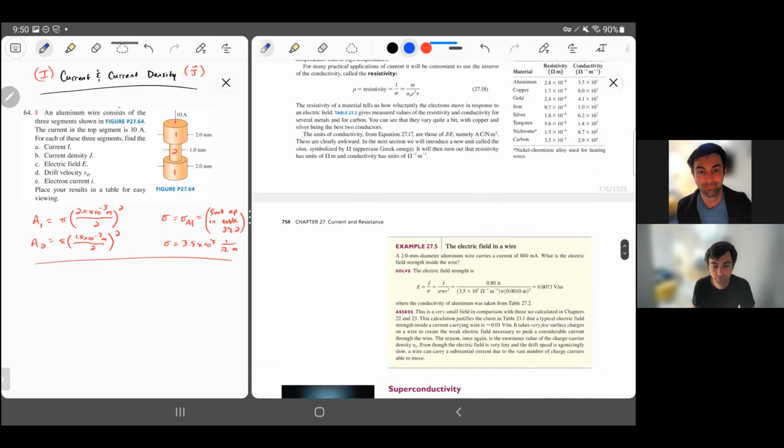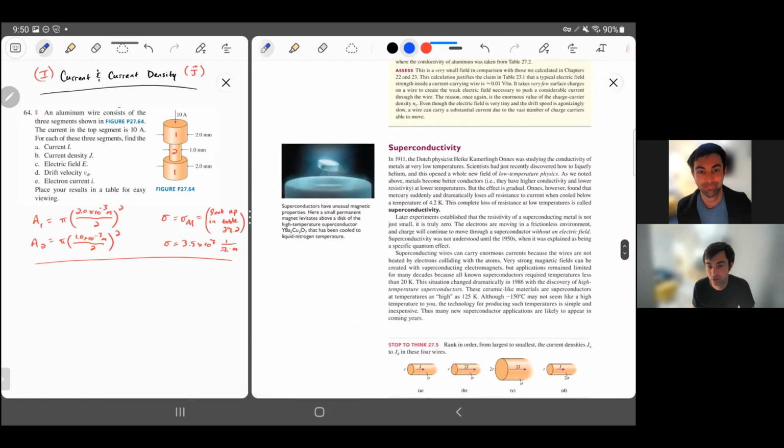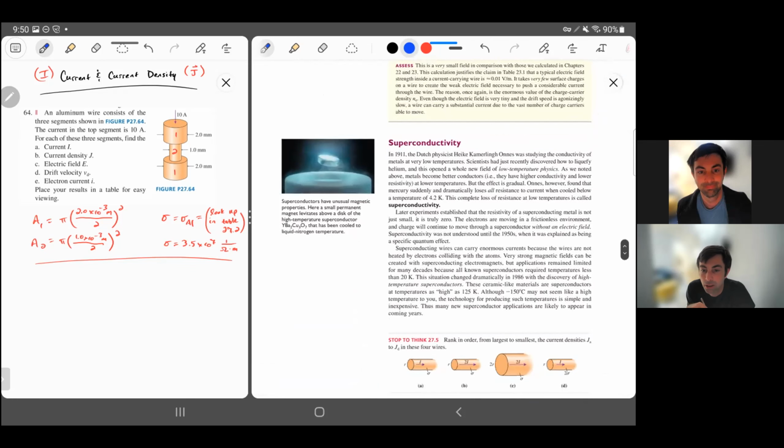Okay, superconductivity. Actually the conductivity goes to infinity for some special materials at really cold temperatures. You can plot, as a function of temperature, what the conductivity is. It's some value, and then it just diverges at some special temperature. For these materials, the conductivity goes to infinity and the resistivity goes to 0. They basically have 0 resistance.